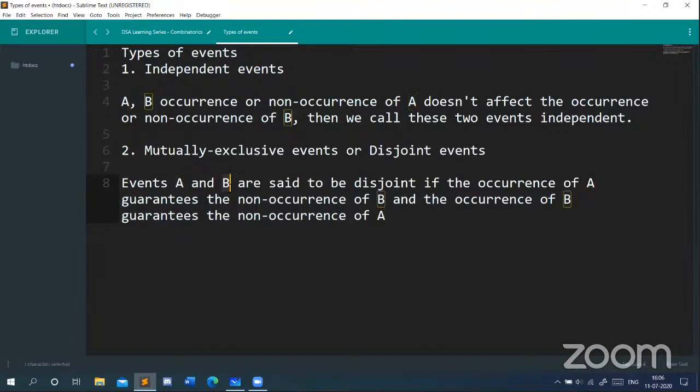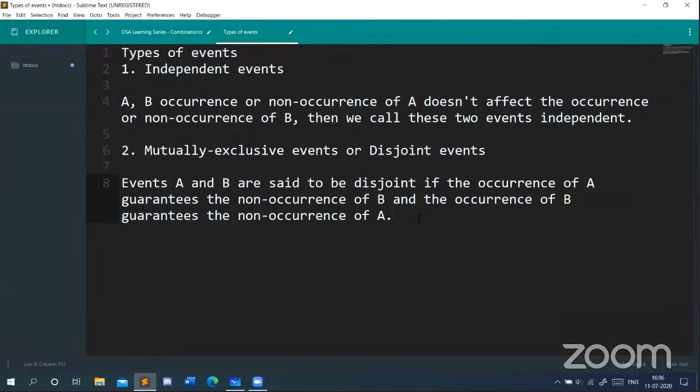What that means is, if event A happens, then I can be sure of the fact that event B will not happen. And if event B happens, then I can be very sure of the fact that event A will not happen. Or another way to state that is that event A and event B cannot happen at the same time, right? And when I say time, I do not mean at the same instant, but I mean if event A happens, then I can be sure that event B will not happen, right?